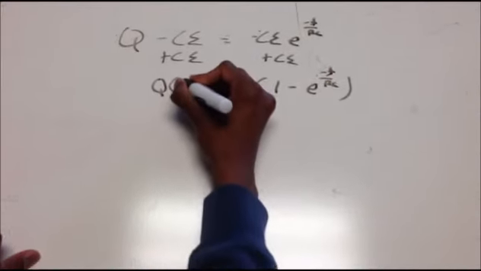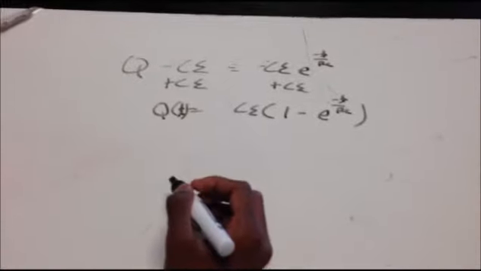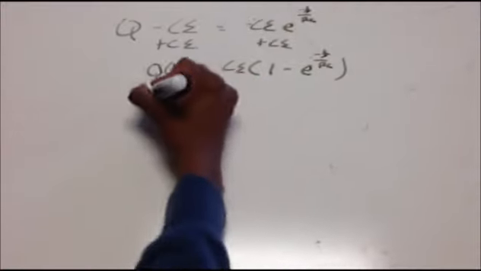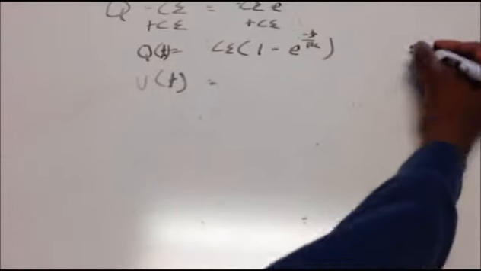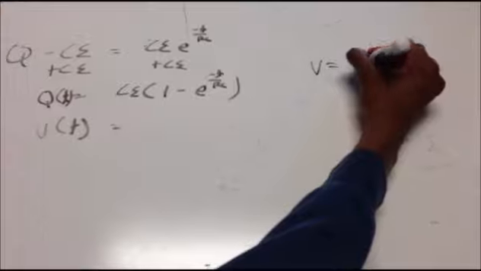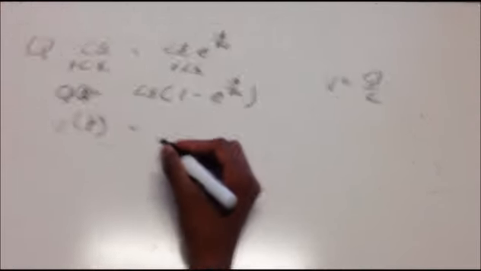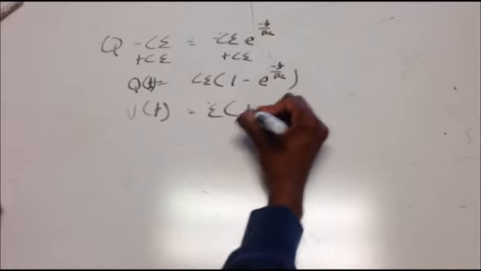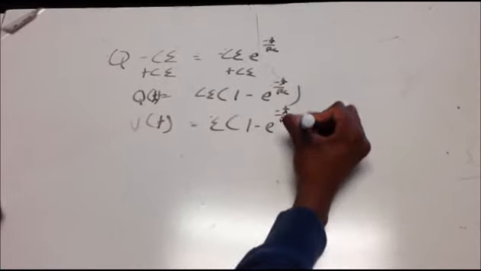This is a function of time. So this is our charging equation for the charge on a capacitor as the capacitor charges in a circuit. We can now change our variables around and solve for V(t) in this case. So we know that V is equal to Q over C, so we can end up with E times (1 minus e to the negative t over RC).